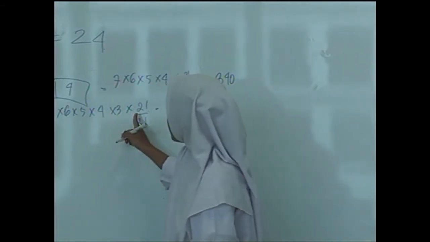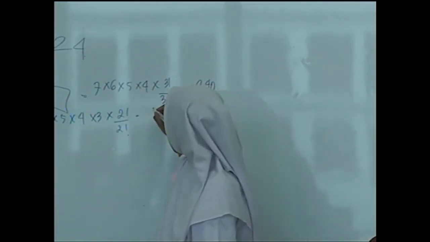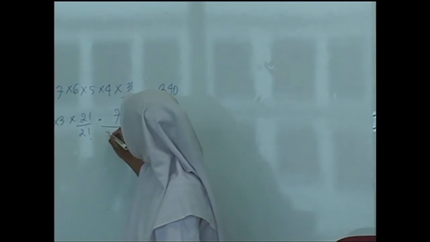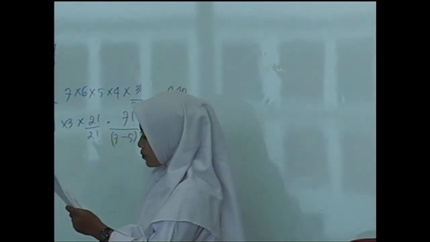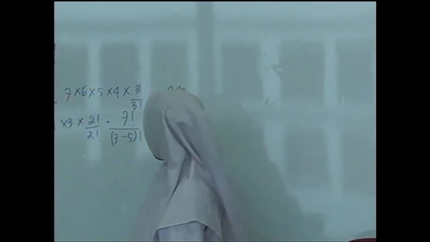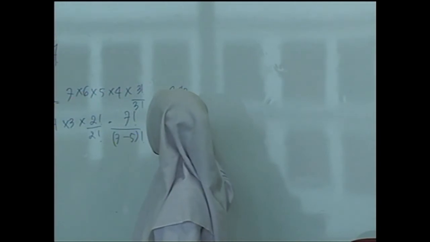And we know this seems like 7 factorial over 7 minus 5 factorial. So we have 2,520.